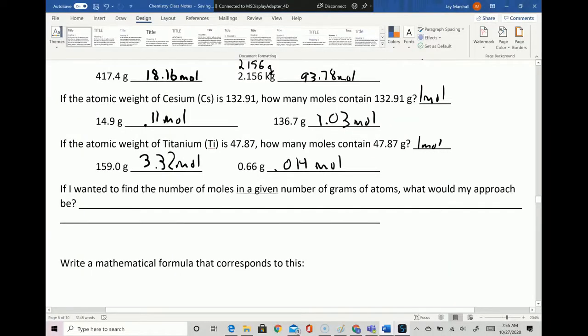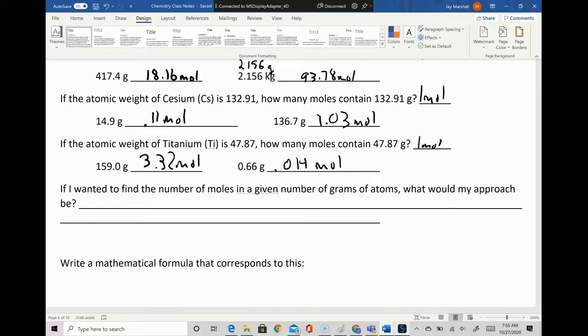So there's what I get: 0.11, 1.03, 3.32, and 0.014. And again, you can check your work very easily here, right? If you have 136.7 grams and you know that one mole is this many grams, you can see that this is very close to one mole.